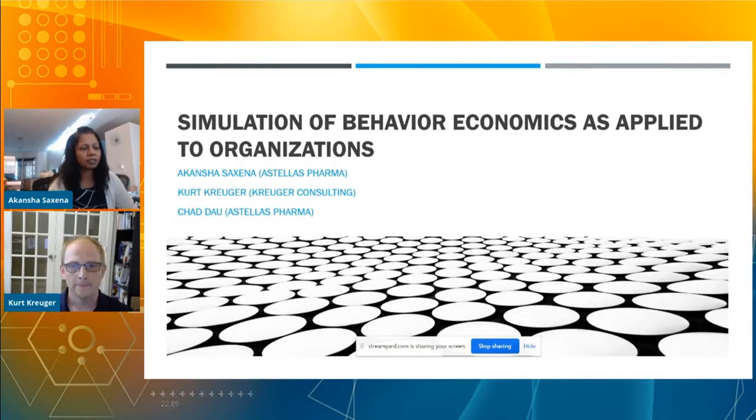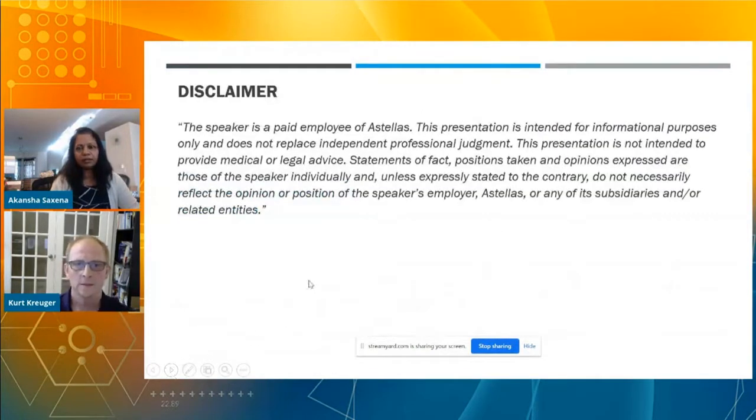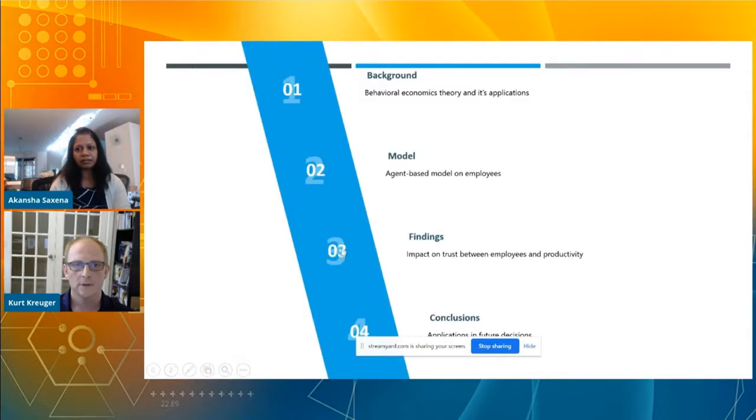Both of us are going to present our case study on how we used AnyLogic in the simulation of behavioral economics, specifically as applied to organizations. Just a disclaimer: anything we present here is our individual opinion and not connected to Astellas. Here's the agenda: background for behavioral economics, then the model, then our findings, and then conclusions.